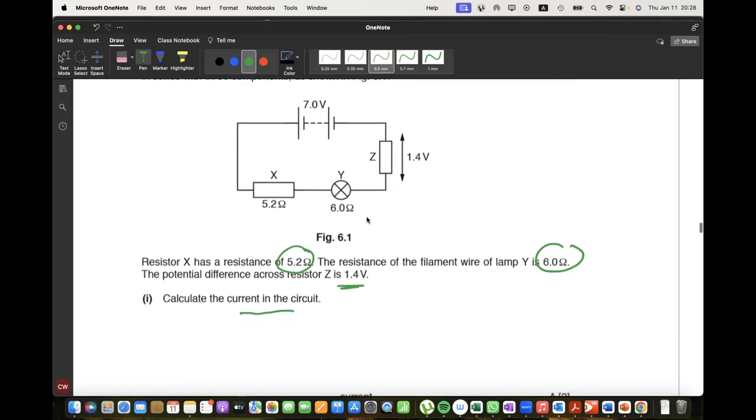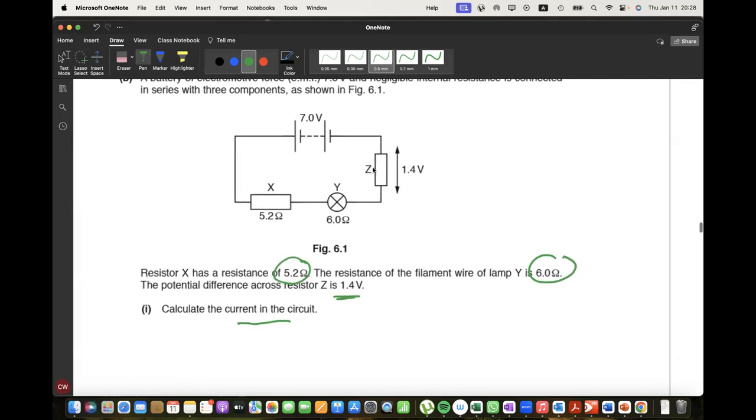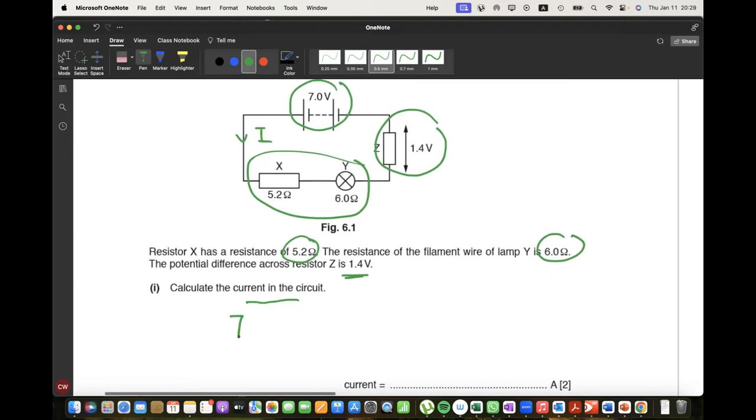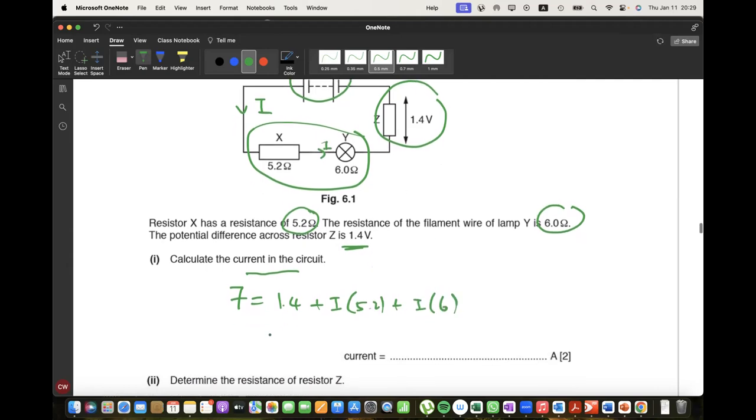Actually there's a way to calculate. I think I need to teach you. This one is a supply. This one you use some of it here. Then the balance will go here. How many current are there? I current flows this way. So this 7 is the one supply. 1.4 will take up some here. Then this one is IR. R is 5.2. This one another I. Then I is 6. So what is I now?